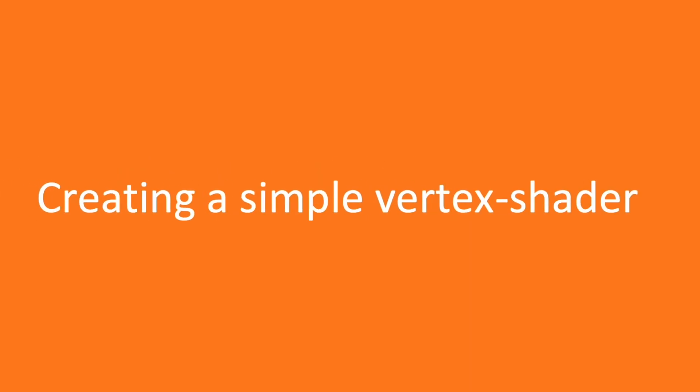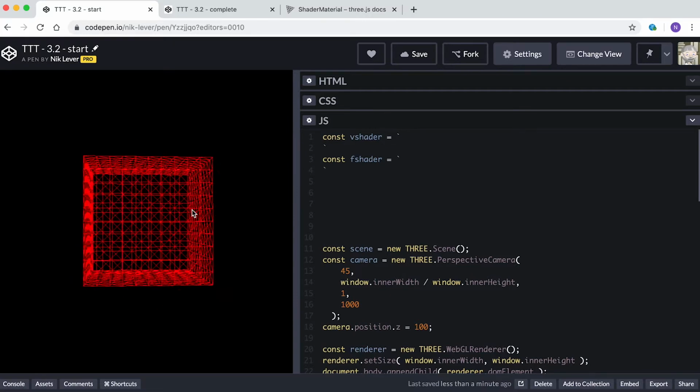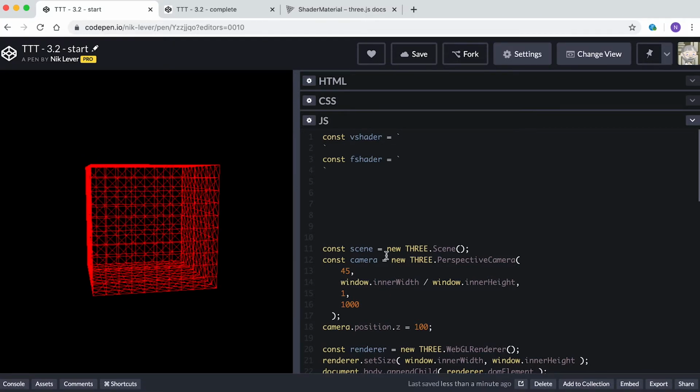Creating a simple vertex shader. Let's make our first GLSL shader. Shoot along to this address. You should see a red wireframe box in the center of the screen.